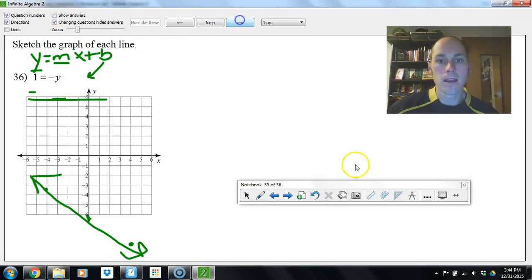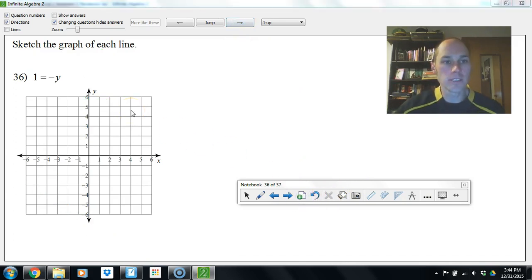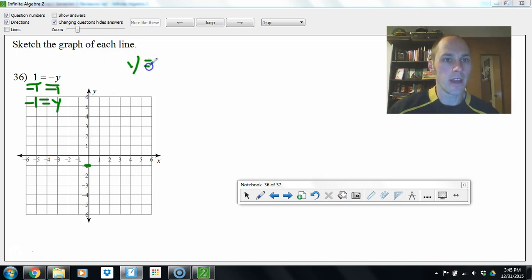Okay, next one. 1 equals negative y. Well, this one doesn't have an x, but we do need to solve for y. So we divide by negative 1, and we get negative 1 equals y. In this case, since it's in slope-intercept form, by itself is the intercept, negative 1. And what's our slope? Well, if I were to rewrite it, we don't have any x's, so we have 0 x's. Our slope would be 0. So it's not moving up or down at all.